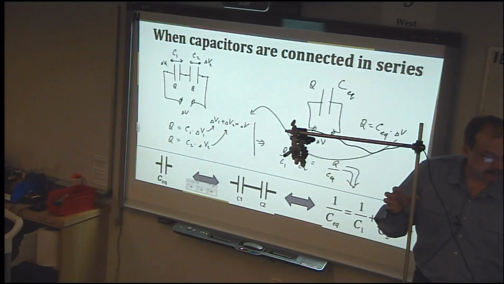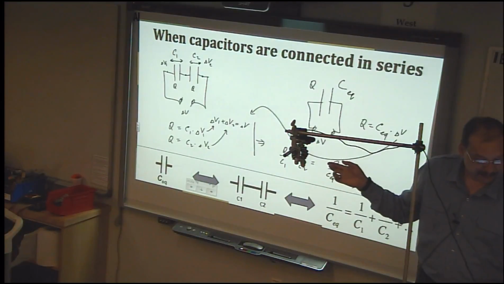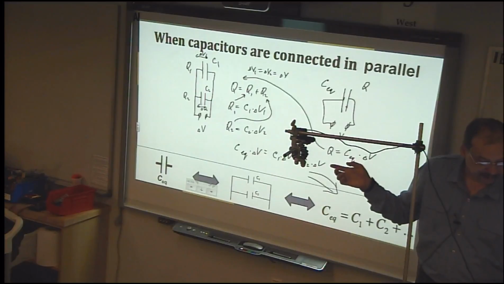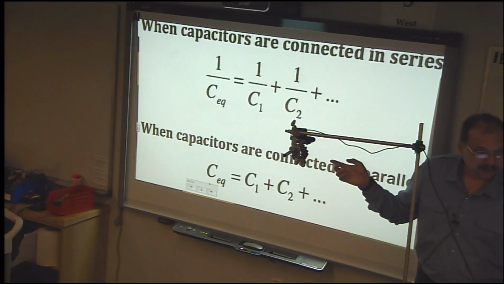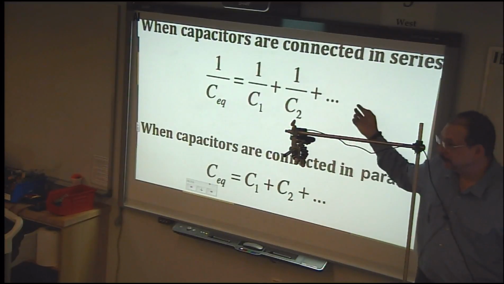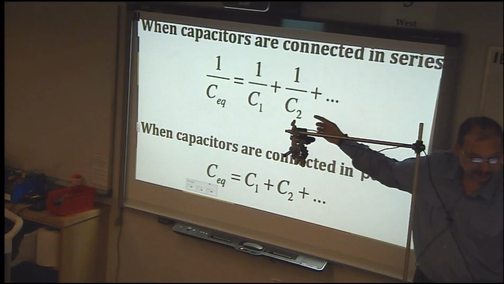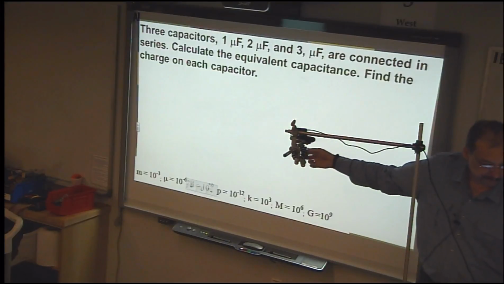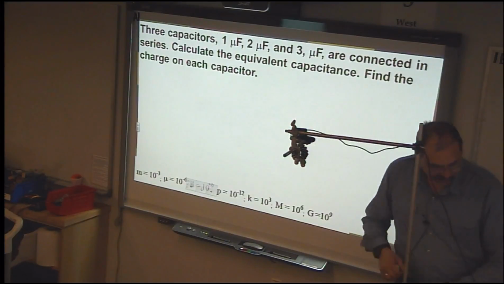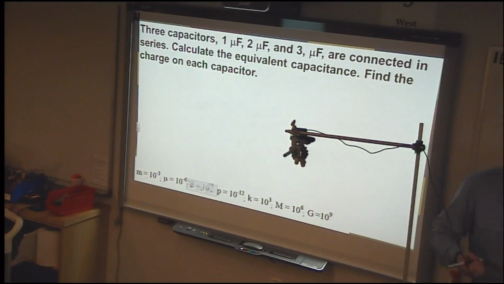We have two types of connections, in series and in parallel. When capacitors are connected in series, we can always replace them with a single capacitor which has an equivalent capacitance like this, in parallel like that. And let's just do an example. Three capacitors. Well, we have to draw a picture.